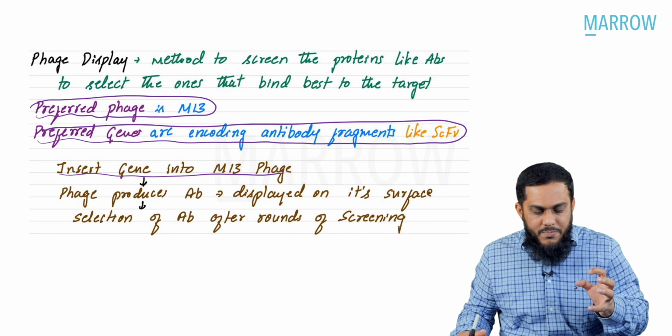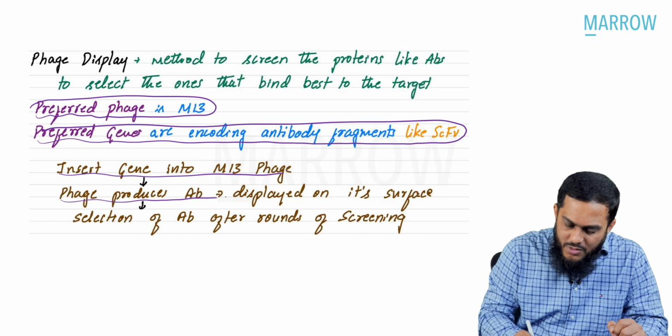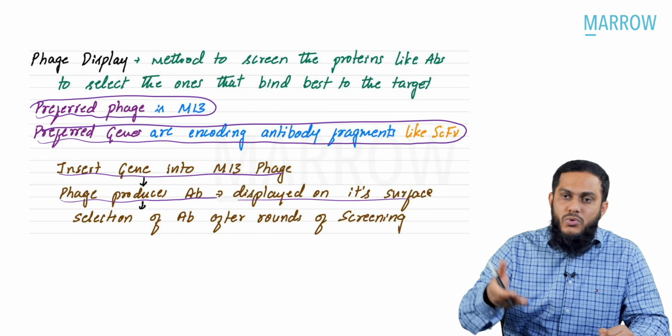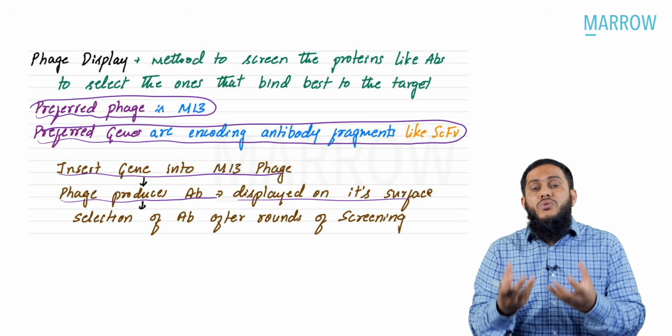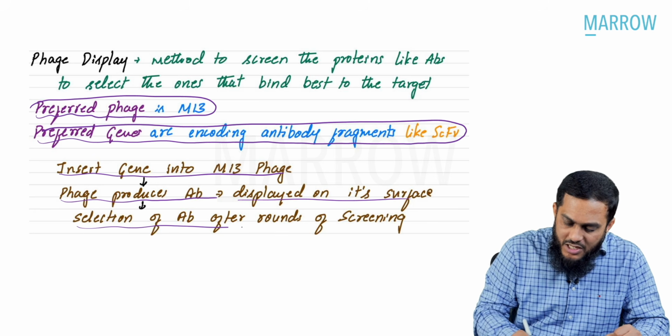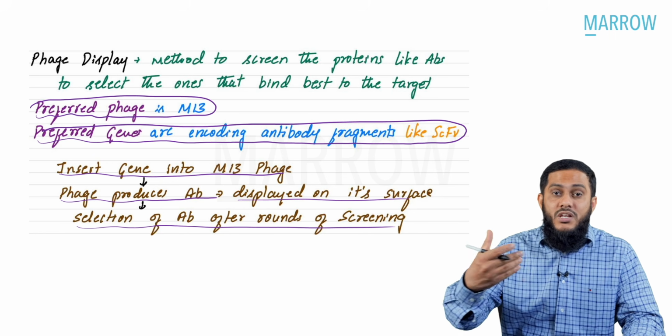Now what happens? When inserted into the M13 phage, the phage produces antibodies and displays them on its surface, because you have inserted the gene producing antibodies. Now this bacteriophage produces antibodies and displays them on its surface. Then comes selection of these antibodies: after several rounds of screening, we select the antibody.